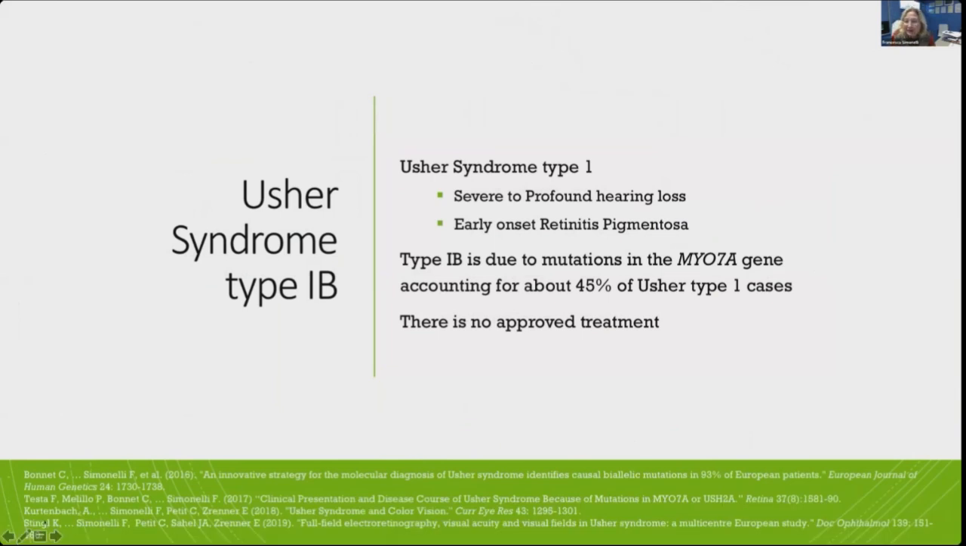As Professor Stingl told, Usher syndrome type 1 is characterized by severe to profound hearing loss and early onset retinitis pigmentosa. Type 1b is due to mutations in the myosin 7a gene, accounting for about 45% of Usher type 1 cases.